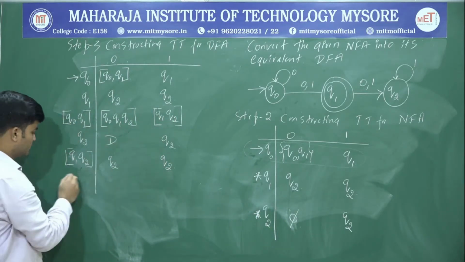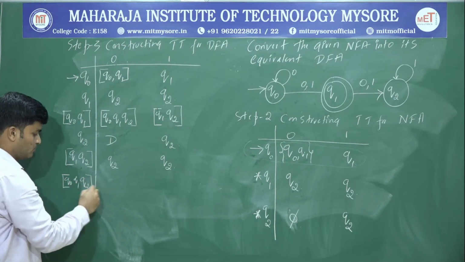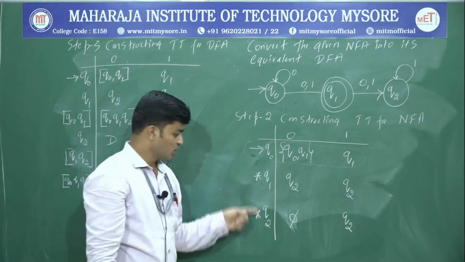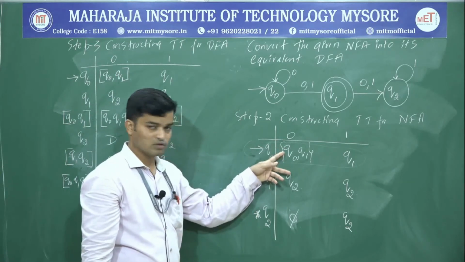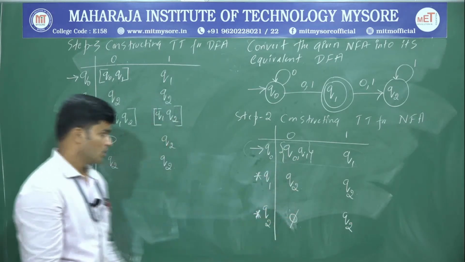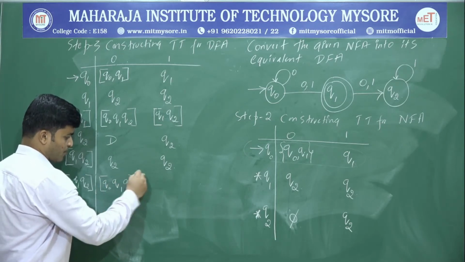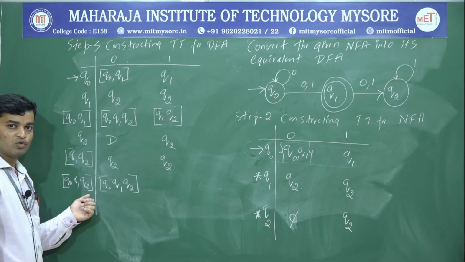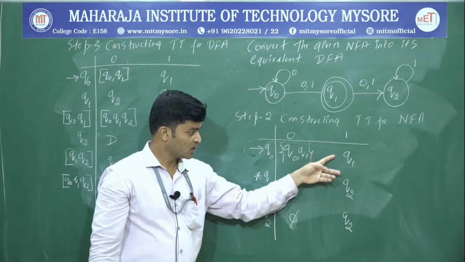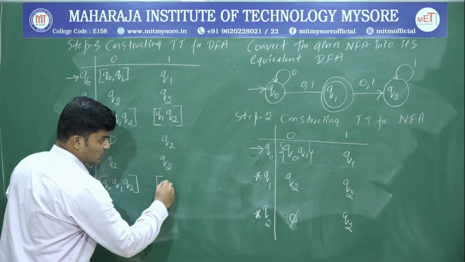Okay, now you can take this one. What is that one? Q naught Q1 Q2. Q naught Q1 Q2 upon 0 is the union of these 3. If you take the union of these 3, again you will get Q naught Q1 Q2. What is Q naught Q1 Q2 upon 1? Take the union of these 3. If you take the union, again you will get Q1 Q2.